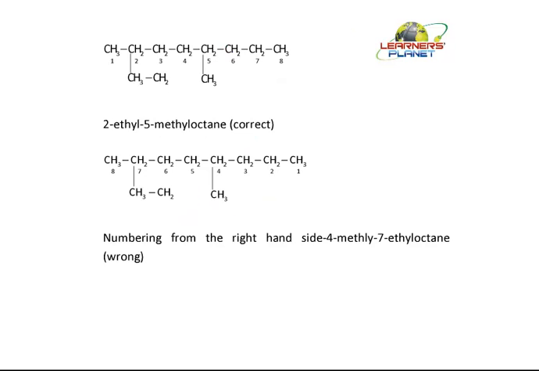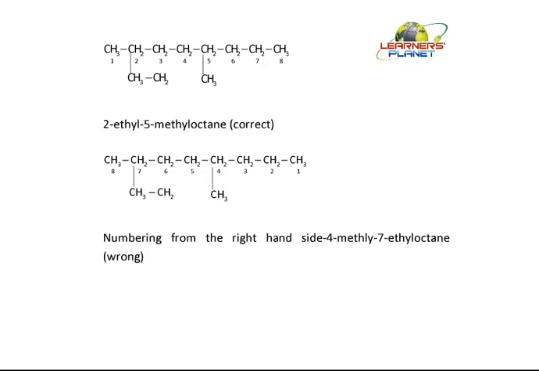Now let's take a few more examples. Yeah, this. So taking this chain, how many carbon atoms are there? 8. What would be the root word? Oct. Whatever bonds are present here, single. What would be the suffix? -ane. What substituents are present?